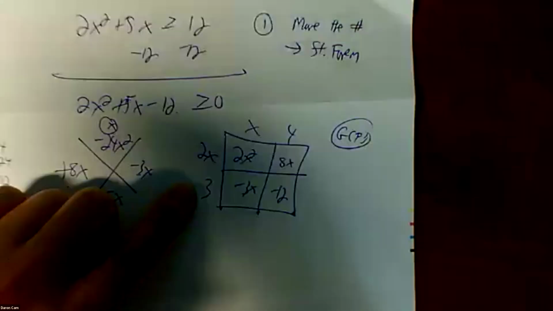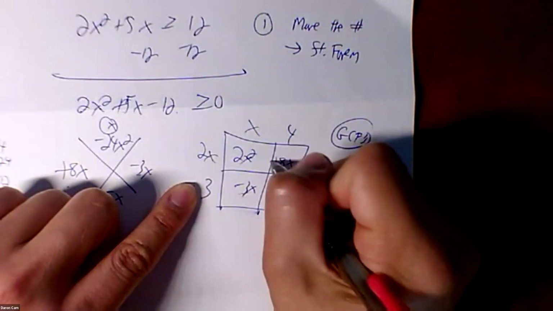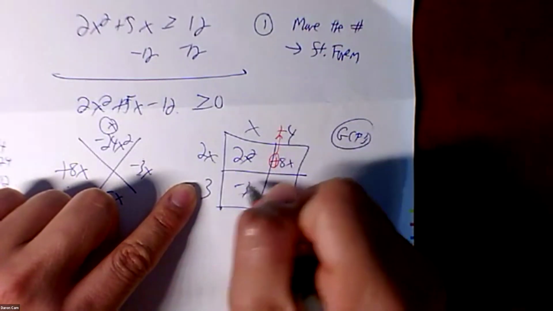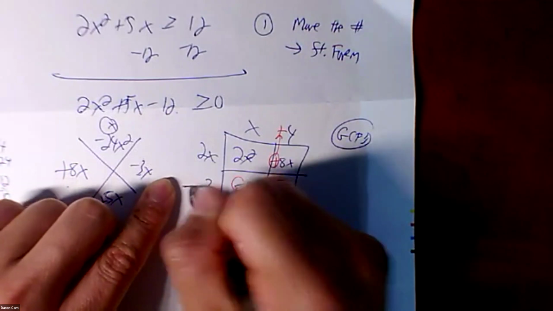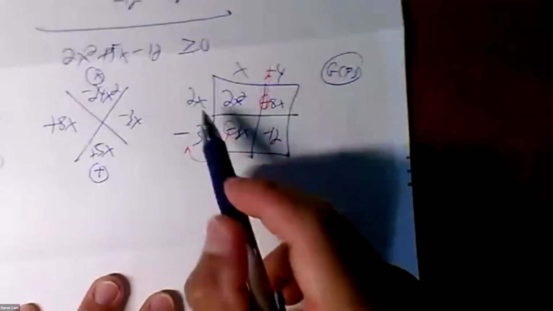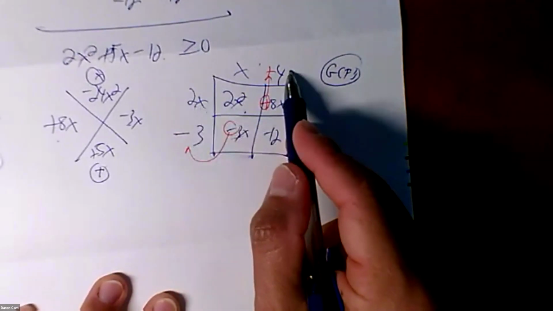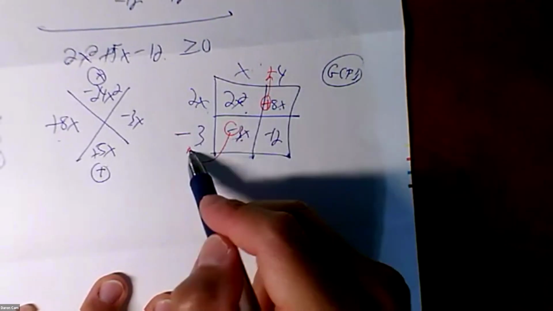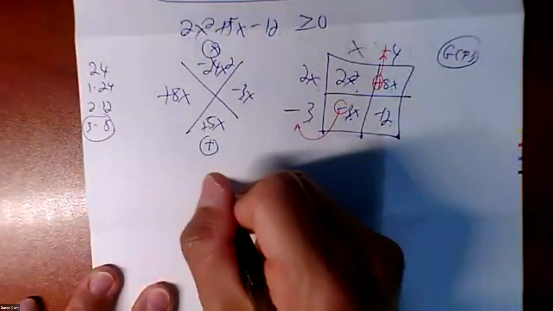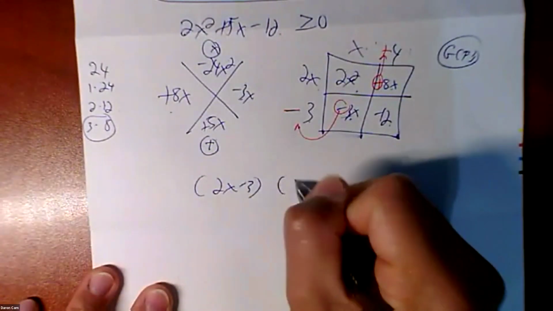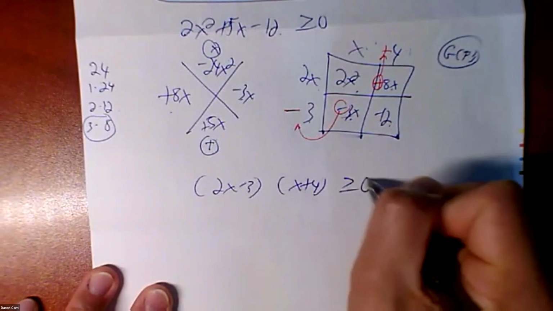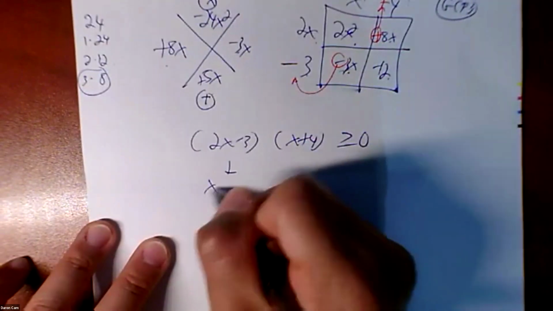Now, we fill out the signs last. Whatever signs are here are associated with these problems. So positive and negative right over there. Just do your mental check. 2x times x, 2x squared, 2x times 4, 8x, negative 3 times x, negative 3x, negative 3 times 4, negative 12. So we know that it's going to be 2x minus 3 and x plus 4 is greater than or equal to 0. Again, we're going to solve for x.